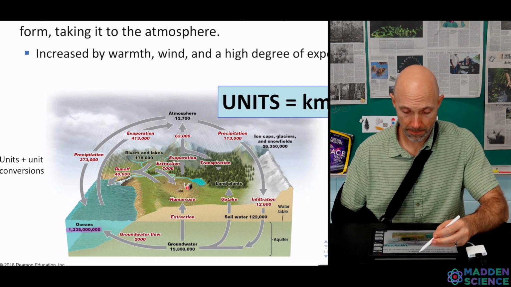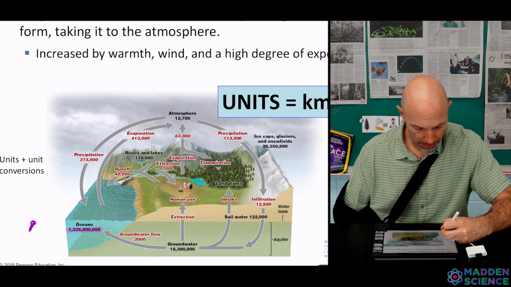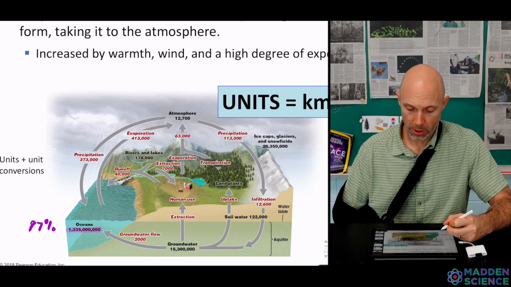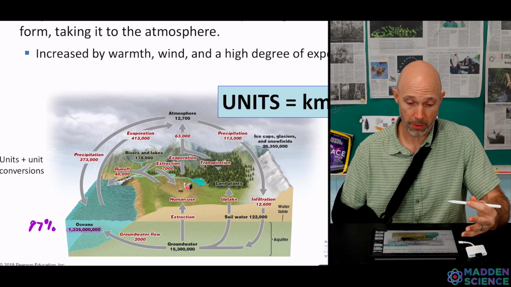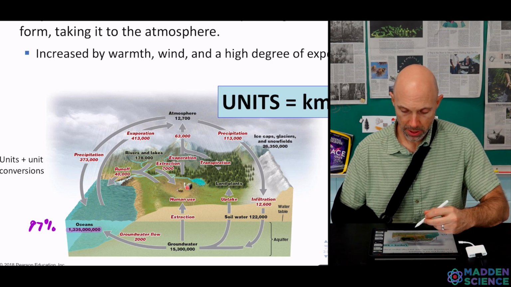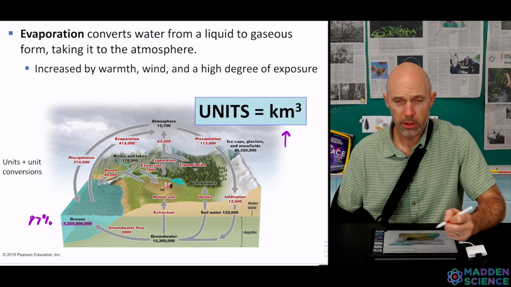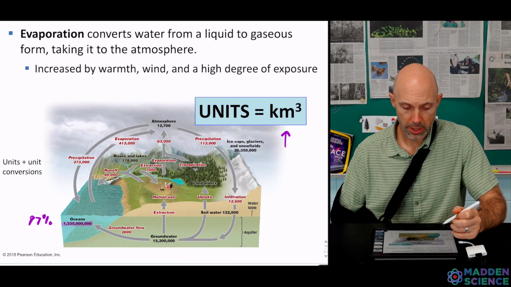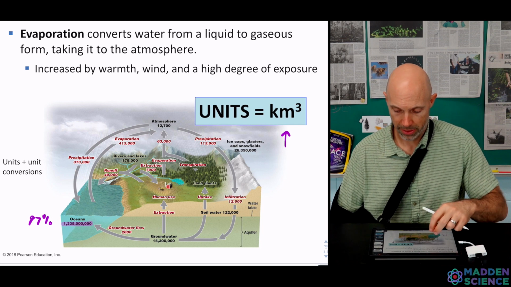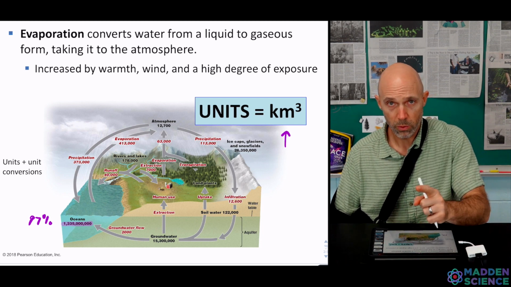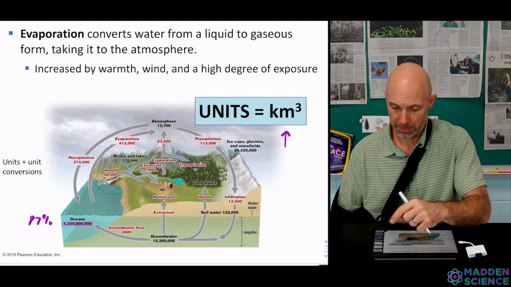Again, 97% in the oceans, and everything else can be around 3 or even less than 3. The units in here are in kilometers cubed, which is pretty hard to fathom. We'll do more on that in a minute when we do some APES math.